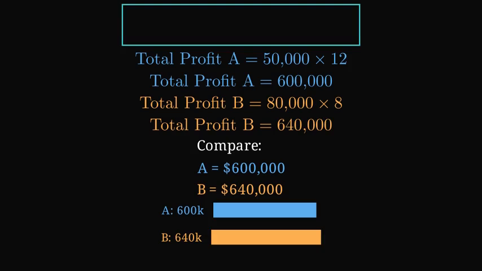A quick visual check can help. Here is a simple bar chart of total profit. The bar for product B is slightly higher than the bar for product A, confirming the math.